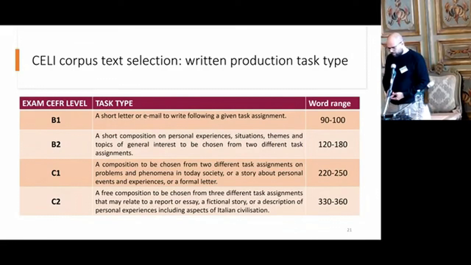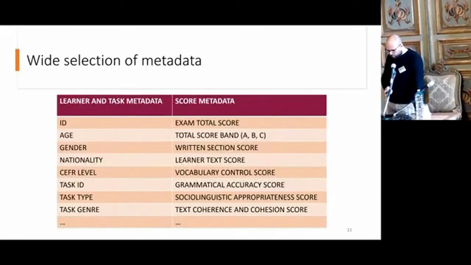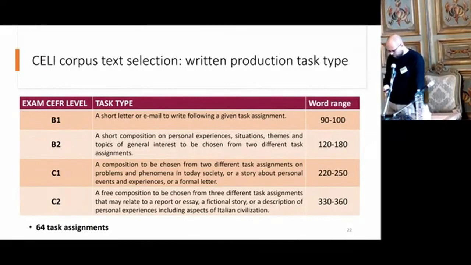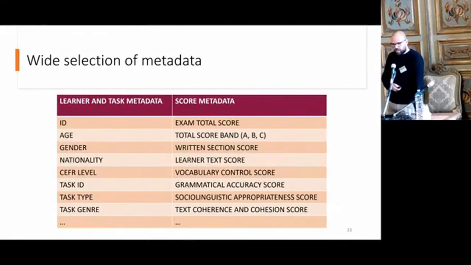In total, we compiled 64 different task assignments for the training purpose. These are a part of the metadata that were included for each text. We have learner and task metadata, such as ID, age, gender, nationality, CEFR level, task ID, task type, task genre, and also a series of score metadata: exam total score, total score band, written section score, learned test score, and its subscores, vocabulary control score, grammatical accuracy score, sociolinguistic appropriateness score, text coherence and cohesion score, and others.